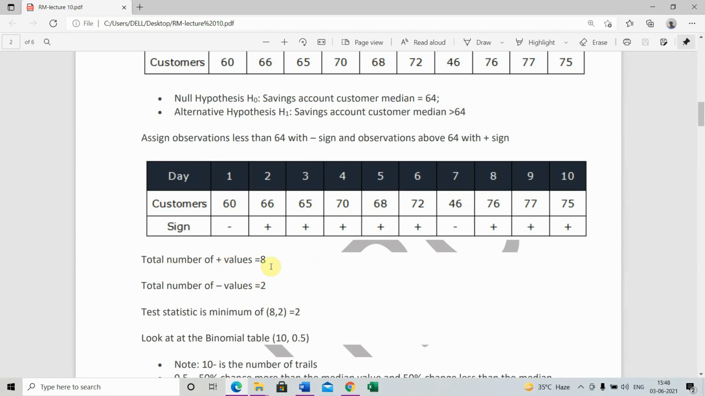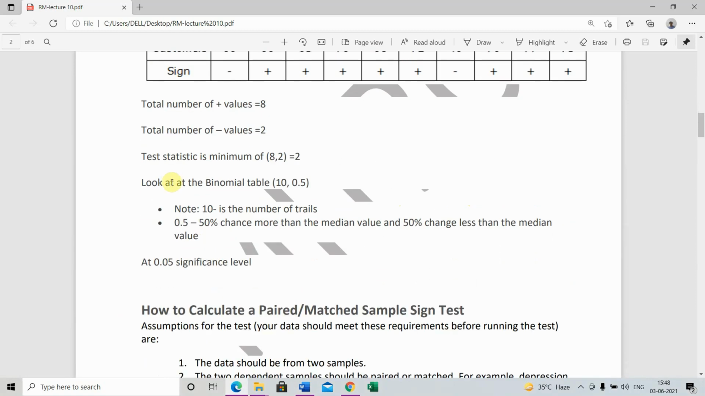Total number of plus values is 8, total number of minus values is 2. Test statistic is the minimum of 8 and 2, which equals 2. Look at the binomial table with n equals 10 and p equals 0.5. Note 10 is the number of trials, and 0.5 means a 50% chance of being more than the median and a 50% chance of being less than the median, at 0.05 significance level.